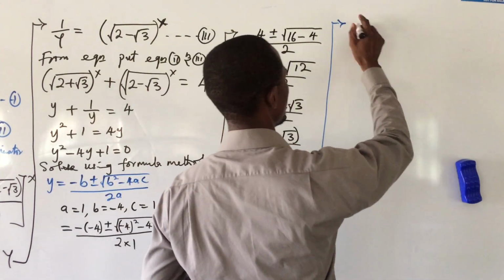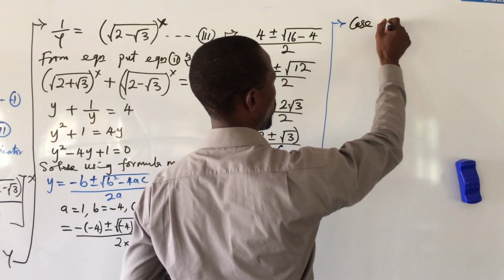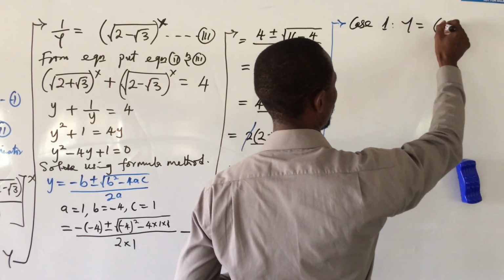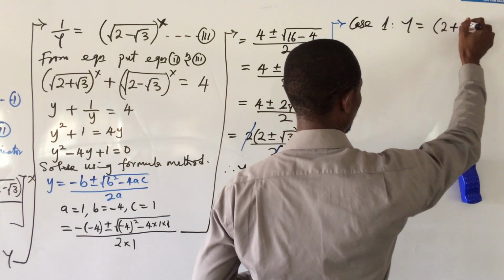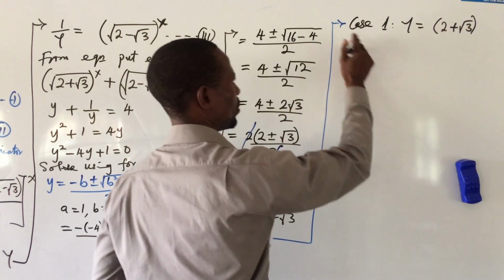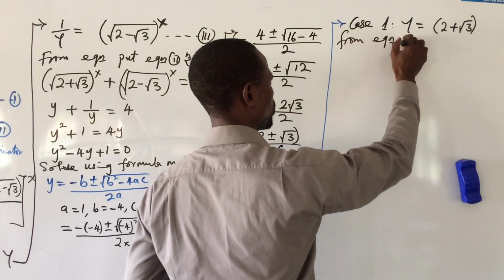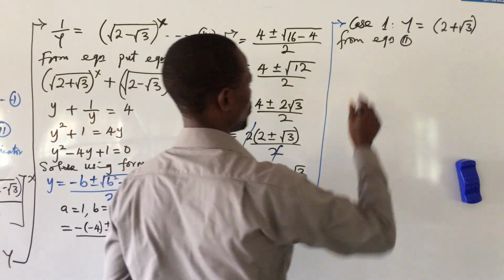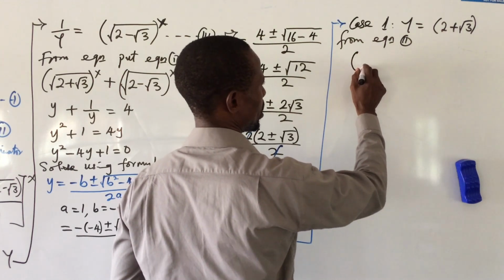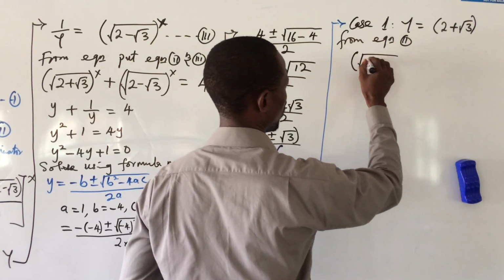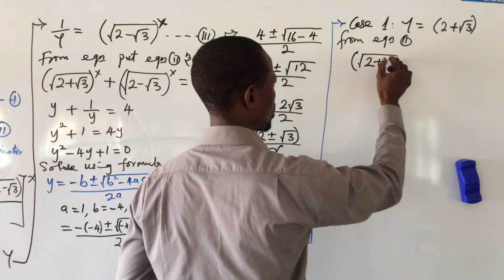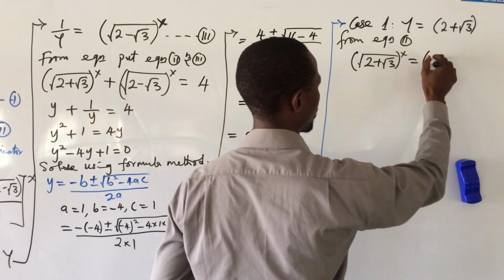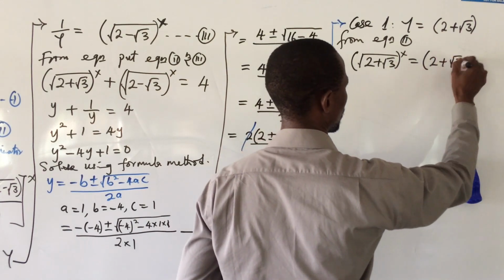So we'll now say case 1 of y. When y is equal to 2 plus root 3, from equation 2, we're going to have bracket open, the square root of 2 plus root 3, all to the power of x, equal to bracket 2 plus root 3.